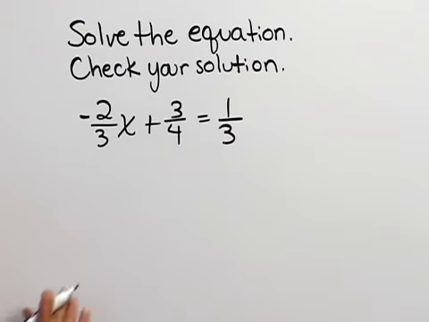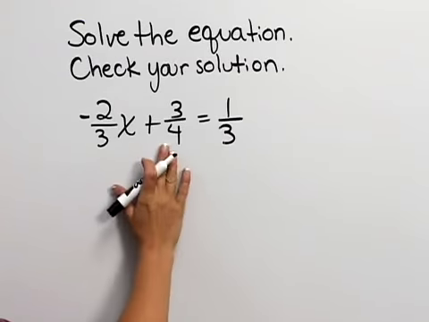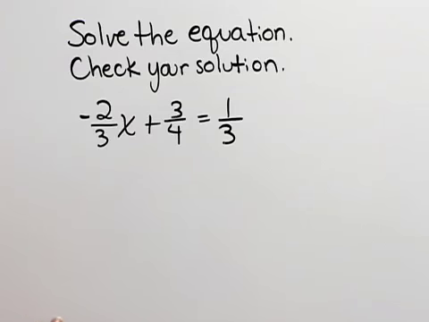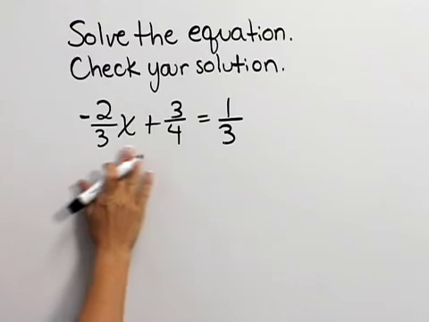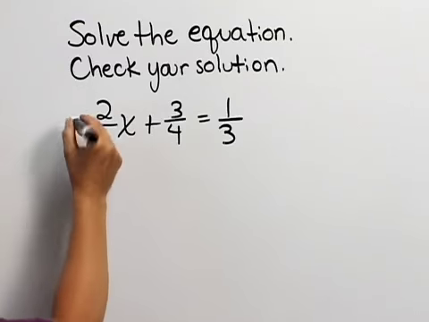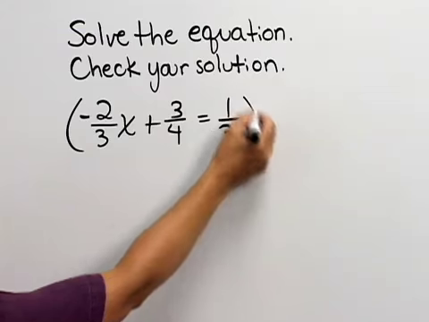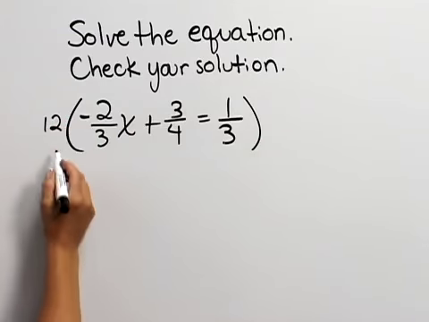This problem we can make much easier by making it so these fractions go away. To do that, we multiply by the least common denominator. The least common denominator for 3 and 4 is 12. So the entire equation will get multiplied by 12.